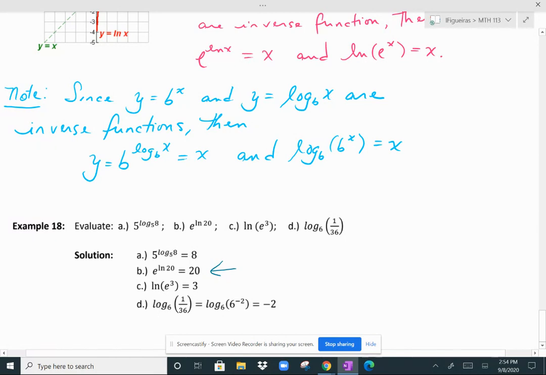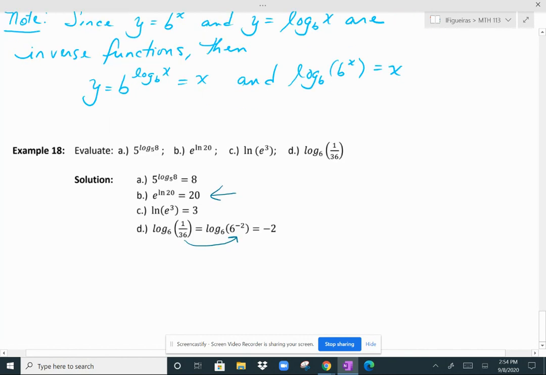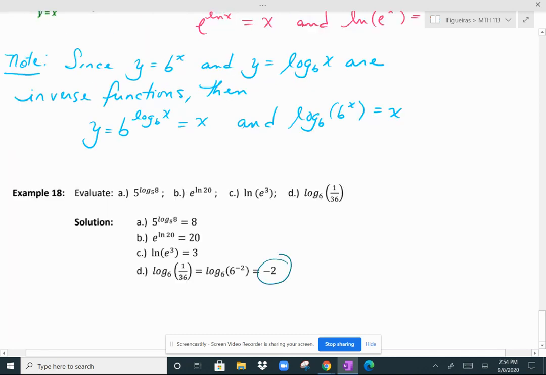Log base 6 of 1 over 36. Well, first you have to rewrite the 1 over 36 with a base of 6. So that becomes 6 to the negative 2. And therefore, log base 6 of 6 to the negative 2 is just negative 2. So that's just practicing using what we know about the relationship between inverse functions and composites.